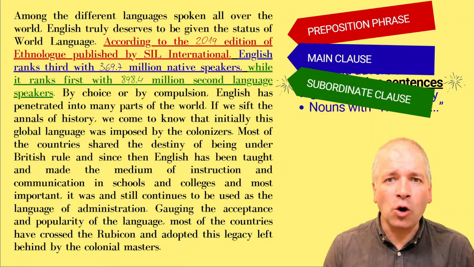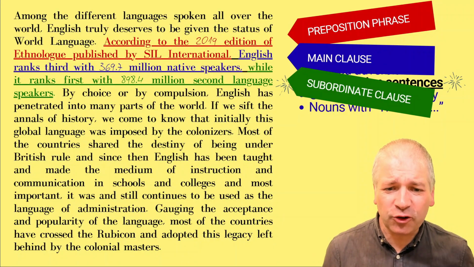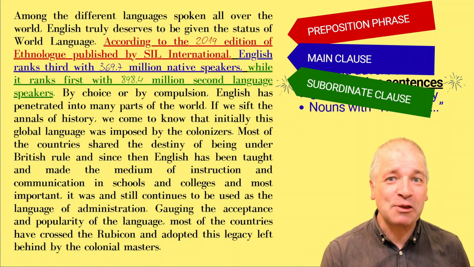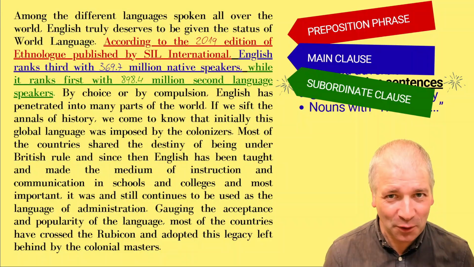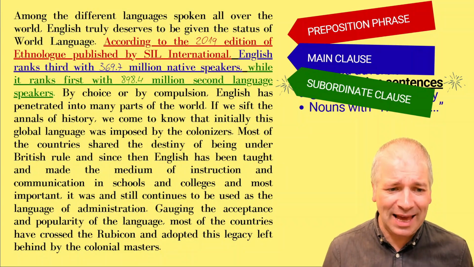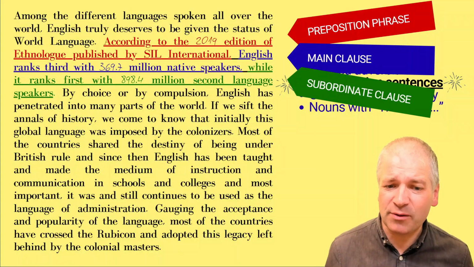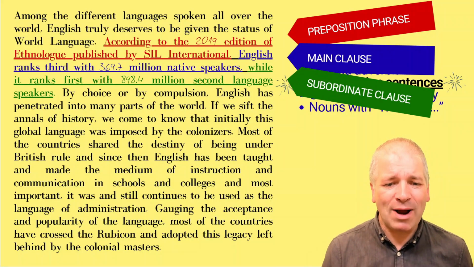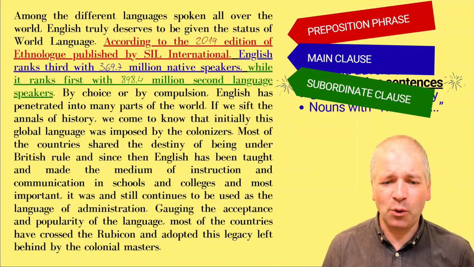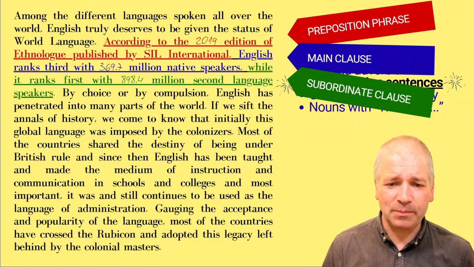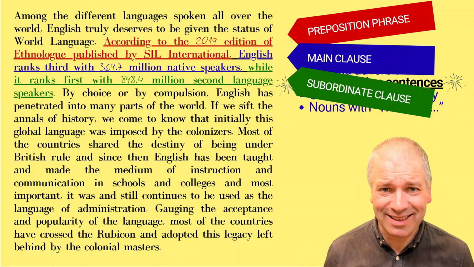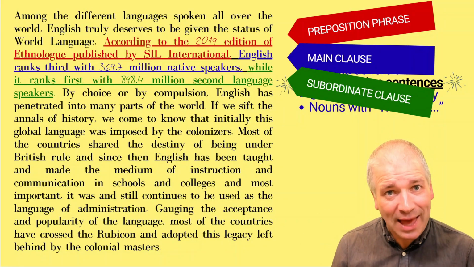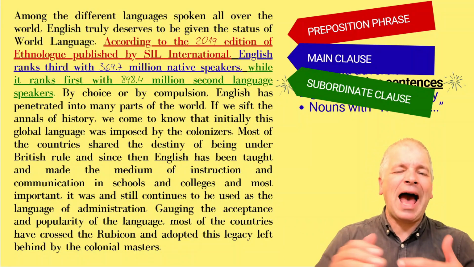Let's just focus on one of these examples here. According to the 2019 edition of Ethnologue published by SIL International, this is the preposition phrase that we spoke about when we looked at fronted adverbials. Then we have the main clause, English ranks third with 369.7 million native speakers. And then the final clause is the subordinate clause, while it ranks first with 898.4 million second language speakers. So many sentences in academic text have these three parts: an adverbial beginning, which could sometimes come at the end too. Then we have a main clause and a subordinate clause.